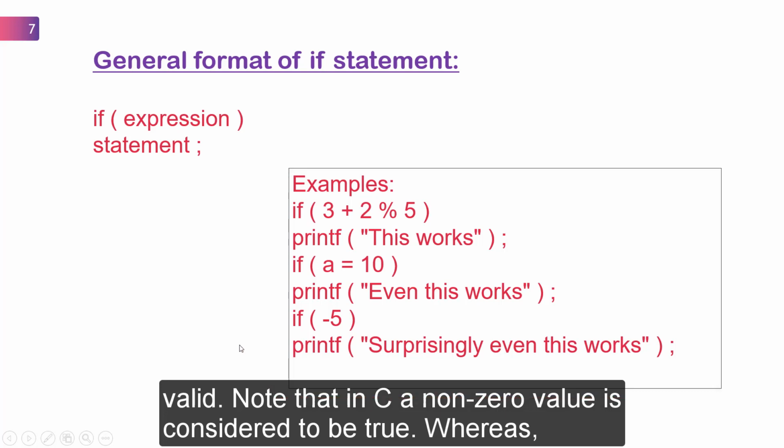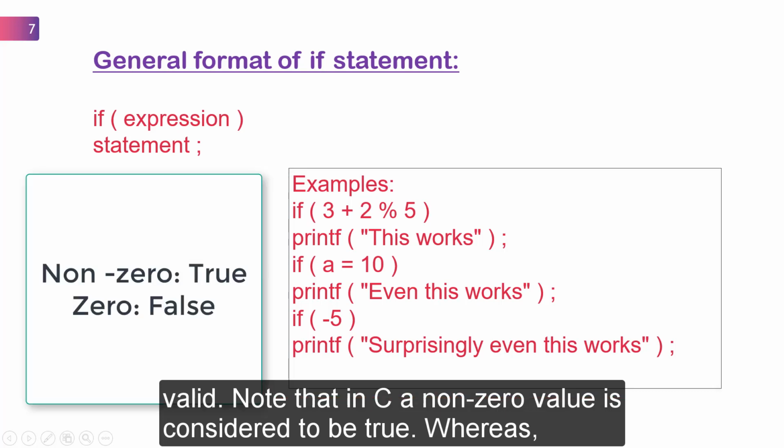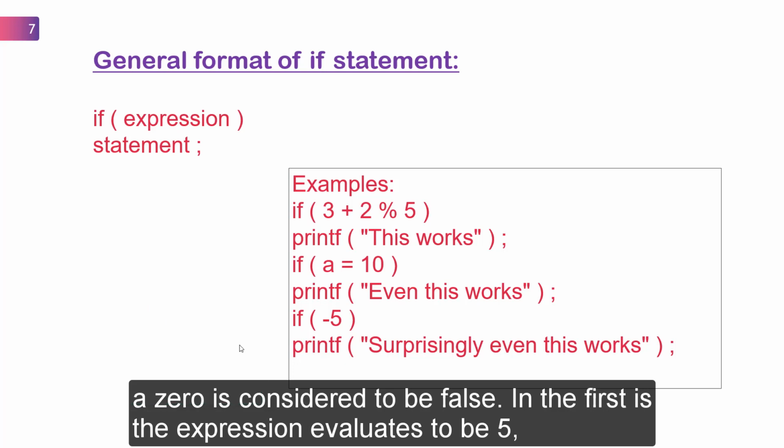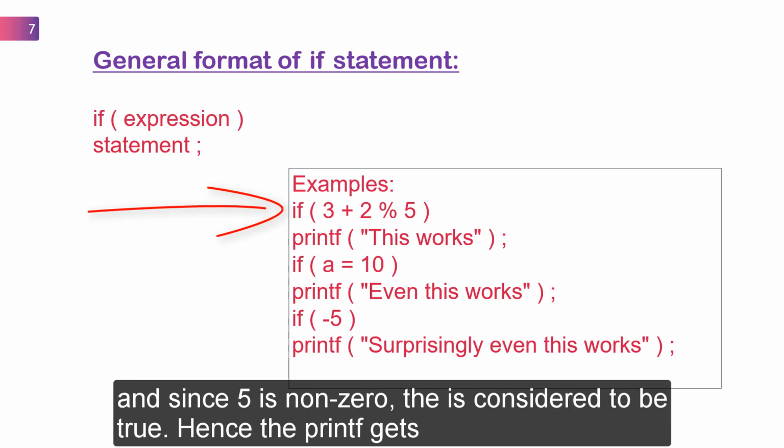Note that in C, a non-zero value is considered to be true, whereas a 0 is considered to be false. In the first if, the expression evaluates to 5, and since 5 is non-zero, it is considered to be true. Hence, the printf gets executed.